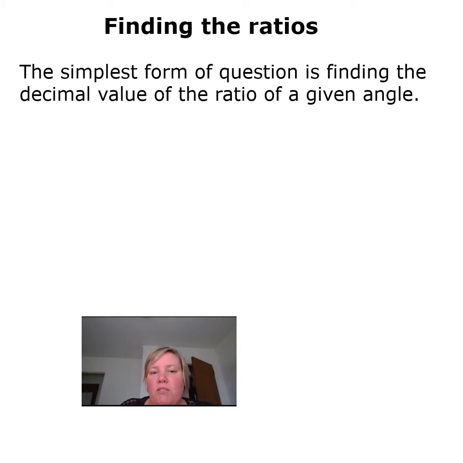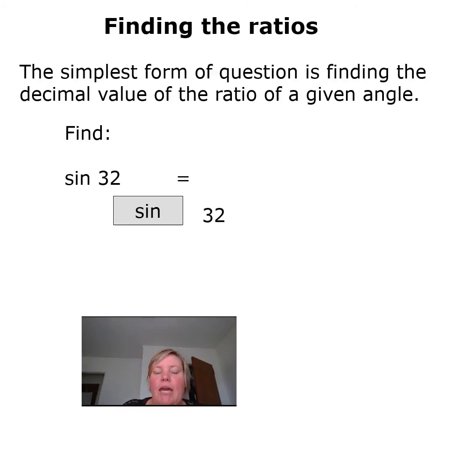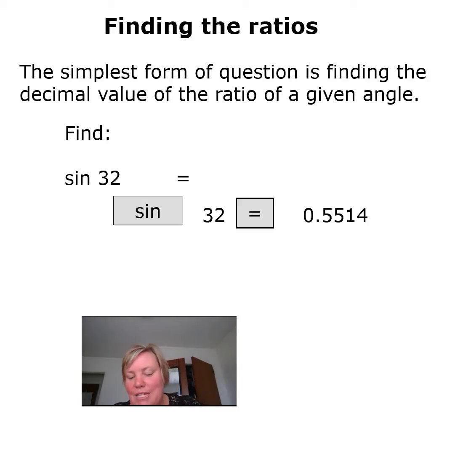The simplest form of question is finding a decimal value of the ratio. Just remember when I say ratio, I mean fraction for a given angle. So here we go. If we want sine of 32, all you're going to do on your calculator is press sine, press 32, and press equals, and you should get this number here. I'd like you to do that on your calculator, because if it doesn't come up with this answer, I'm going to need you to change its mode. So go to the mode button on your calculator.